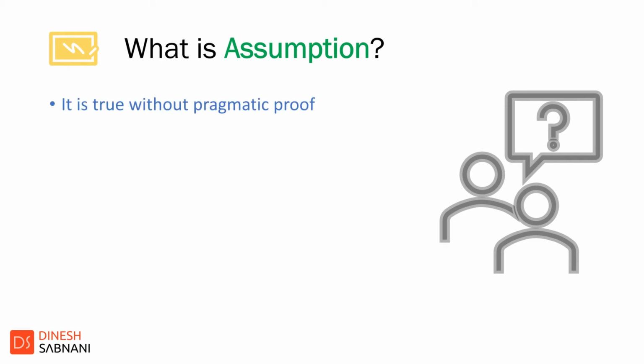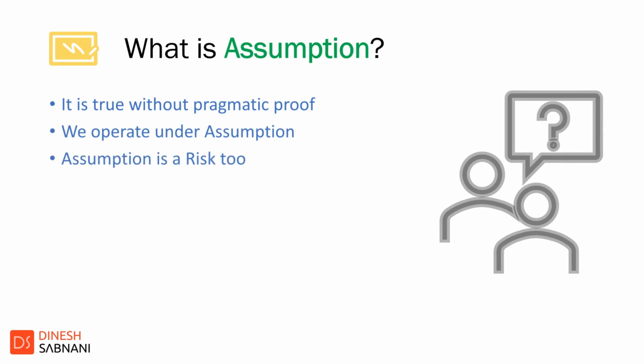Next, what is assumption? Assumption is a project factor that is considered to be true without any pragmatic proof. As the project team completes the work, the project manager may expect that something will remain the same or something will change. We operate under assumptions all of the time in our regular life. We expect things to be normal around and we allow ourselves to work without any hassle. Similarly, as project managers, we make assumptions in our projects too.